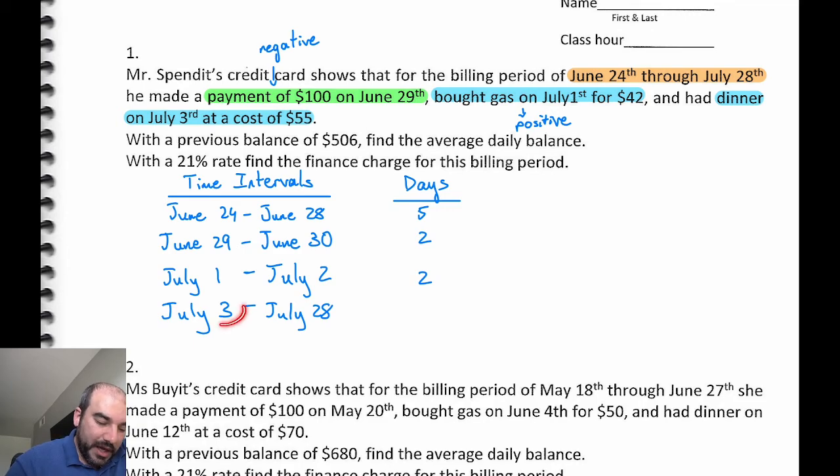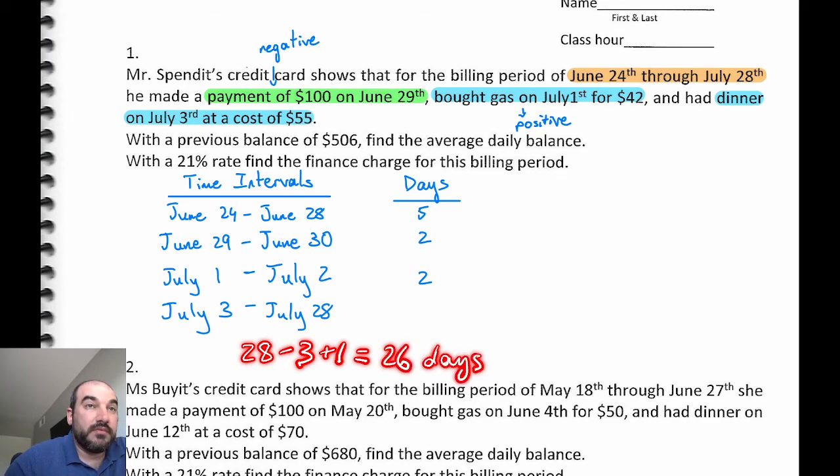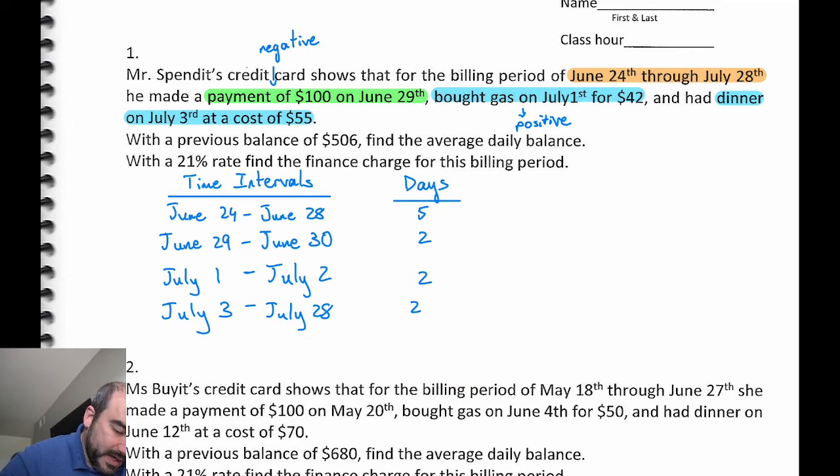And then the last one, July 3rd to the 28th. You really don't want to count that on your fingers. That's a lot of counting to do. Instead, what we could do is 28 minus 3. But again, when we do 28 minus 3, we're not counting that last day of July 28th. So we need to add 1 to that to get our final total, which will be 26 days. So that last window, the last interval, is going to be 26 days.